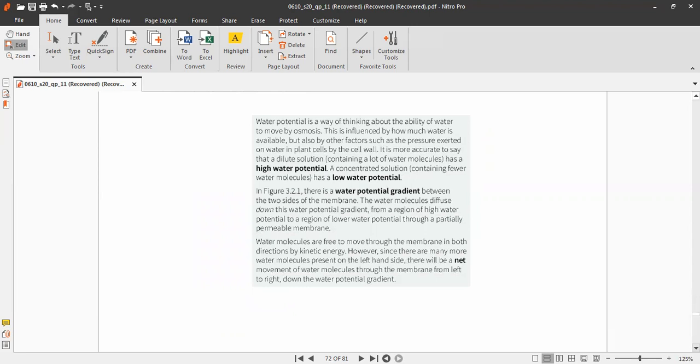Water potential is a way of thinking about the ability of water to move by osmosis. This is influenced by how much water is available, but also by other factors such as pressure exerted on water in plant cells by the cell wall. It is more accurate to say that a dilute solution containing a lot of water molecules has a high water potential. A concentrated solution containing fewer water molecules has a low water potential. There is a water potential gradient between two sides of the membrane. Water molecules diffuse down this water potential gradient from a region of high water potential to a region of lower water potential through a partially permeable membrane.